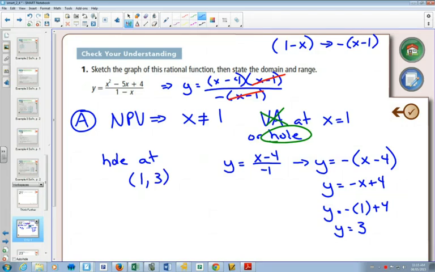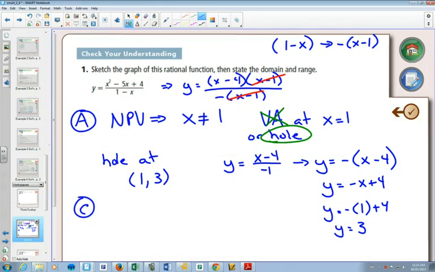Now, since my equation simplified to a line in the end, I don't have to do part B. I don't have to worry about horizontal asymptotes, because my final graph, now that it's simplified, is a line, and I already know how to graph that. So I'm not left with a rational equation where I'm going to have to check for those other asymptotes. I still want to find part C, which was finding other points or finding intercepts.